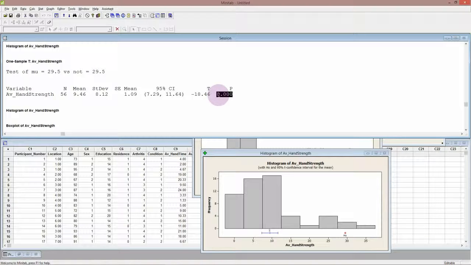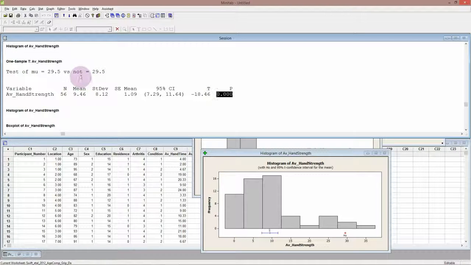So our P value is the probability of getting this data here if our null hypothesis is true. Now this P value is pretty much 0, very, very close to 0. Therefore, there is very, very small chance of having got this data if the null hypothesis was true, and therefore the null hypothesis is probably not true. So we've got very strong evidence against the null hypothesis. We've got very strong evidence against the mean being 29.5, and therefore the mean is probably not 29.5.